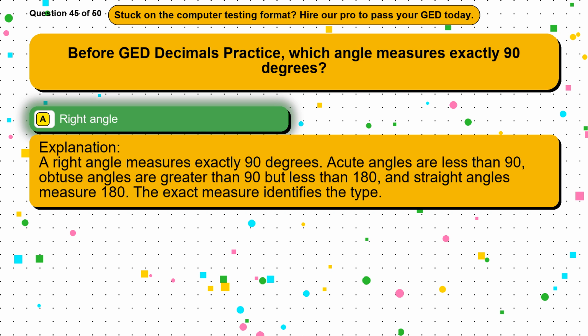Acute angles are less than 90, obtuse angles are greater than 90 but less than 180, and straight angles measure 180. The exact measure identifies the type.